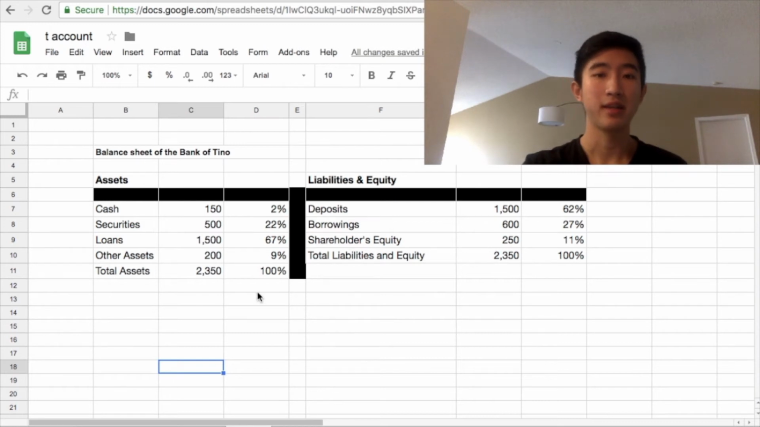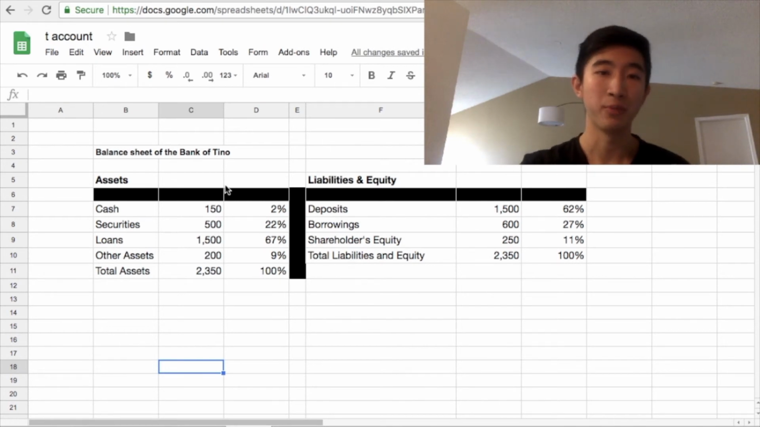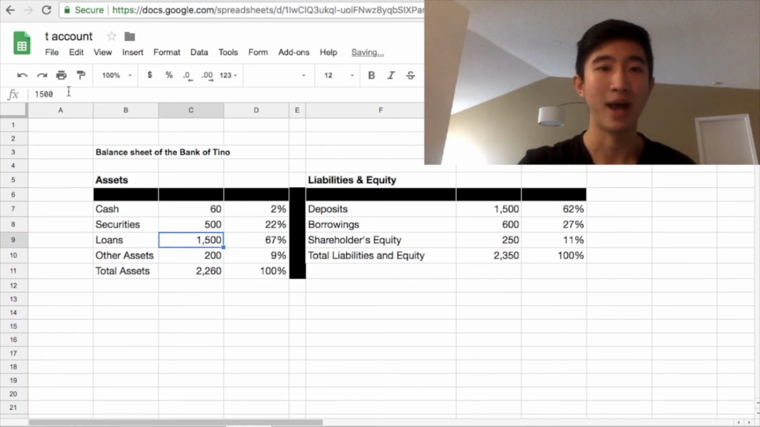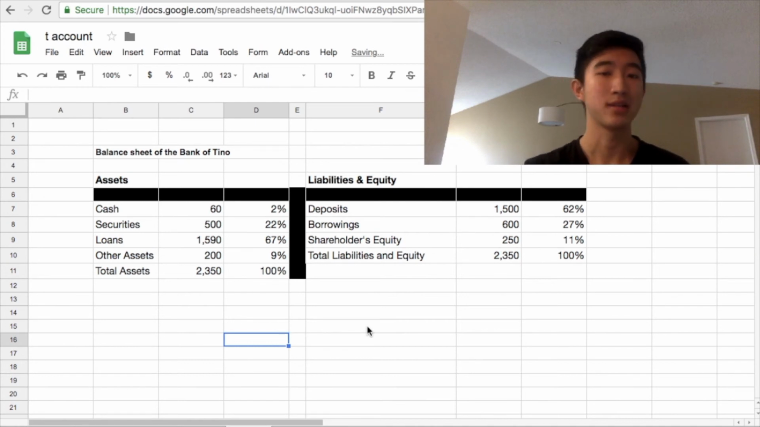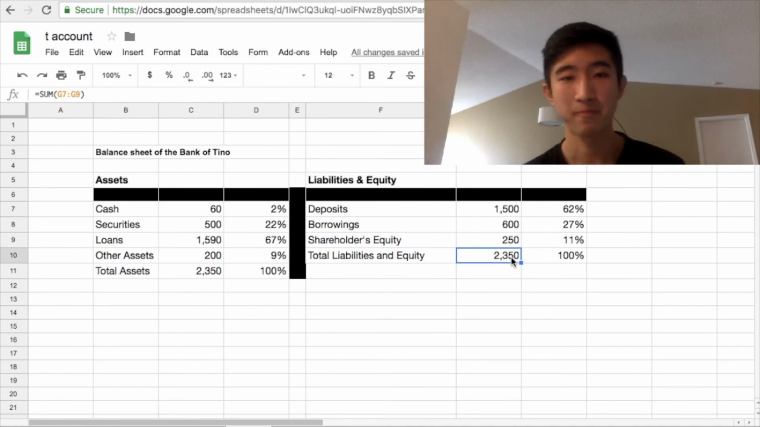So let's say now the bank decides to loan out $90 of that $100. It's very simple. For the cash, we'll minus 90, which equals 60, and at the loans, we'll add 90. It will become 1590. So as we can see now, the left and right become balanced again.